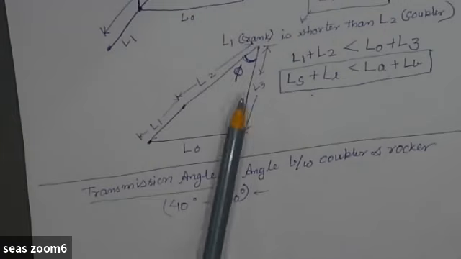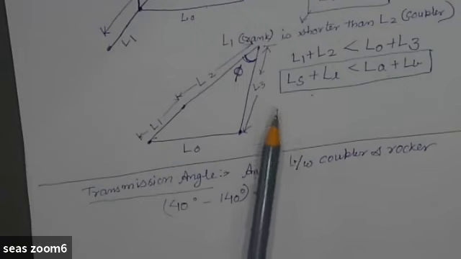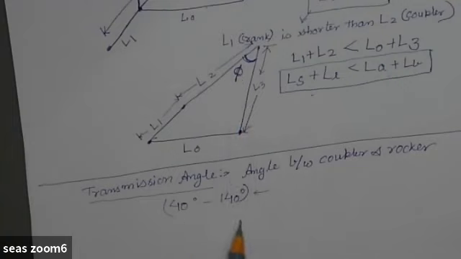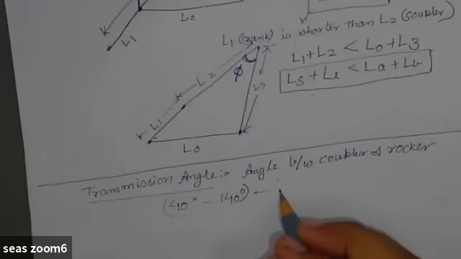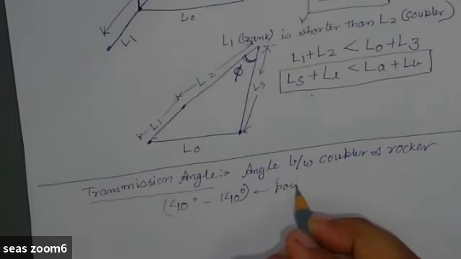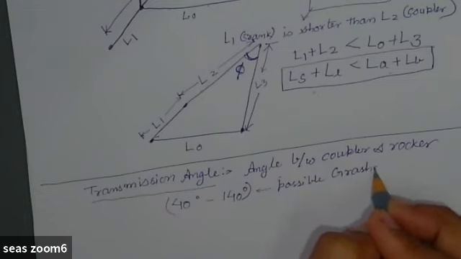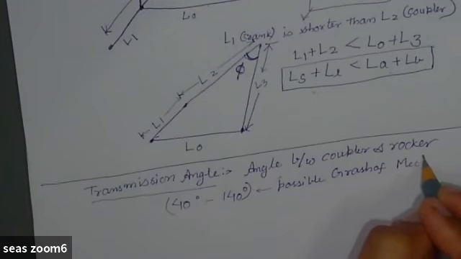So if this phi in this limiting condition makes the angle 140 degree or between 40 to 140 degree, we can consider it as a Grashof mechanism. In fact, in most of the problems, this range is given. Sometimes it may be plus minus 5 or 10, but mostly it is like this. Okay. So I'm just writing this as a possible Grashof mechanism configuration.